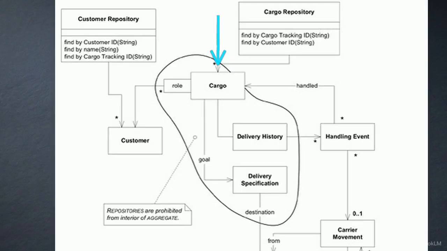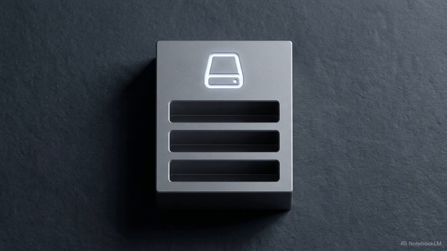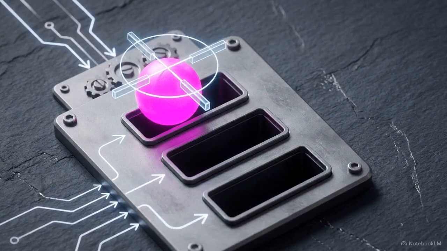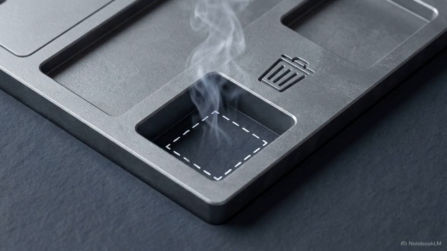This diagram shows the restriction in practice. By isolating the repository to the cargo route, we force the entire system to respect the transactional boundaries established earlier. The repository interface defines standard capabilities for interacting with storage, retrieving objects by unique IDs, adding new routes to the collection, and removing obsolete ones.